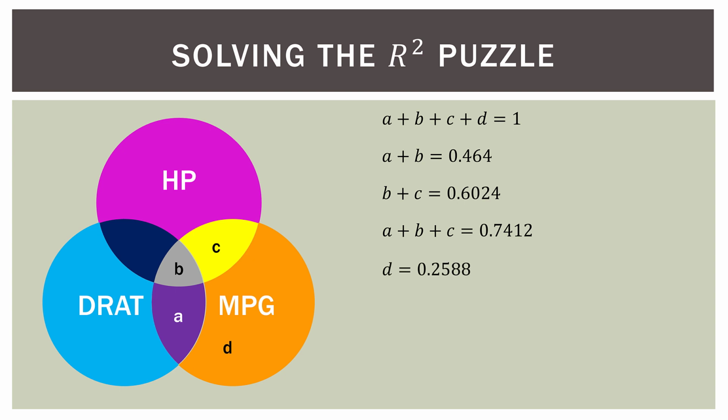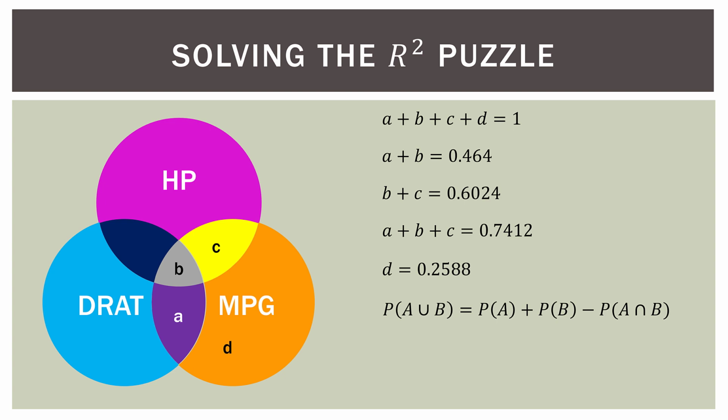Now we know that D, by subtraction, is 0.2588. And that's just simply 1 minus 0.7412. So we got that one. Now how do we find B? We're going to use the addition rule of probability. So remember this? You probably saw this in math class at some point. It's not that hard, trust me.